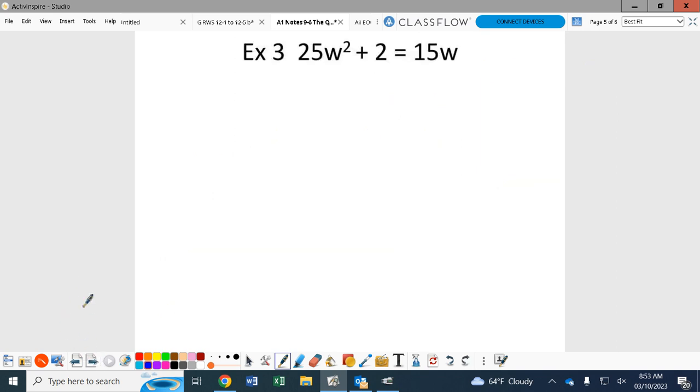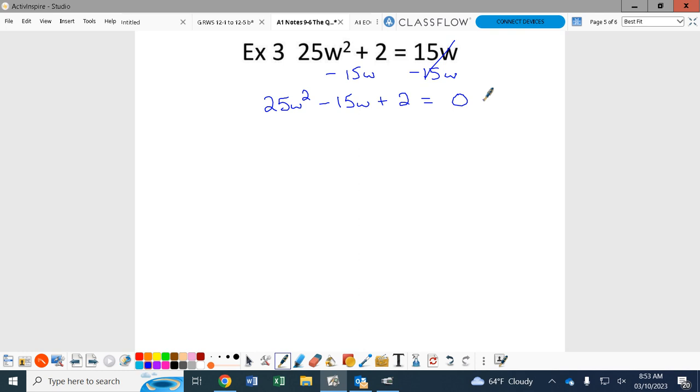Here we go. The next one, guys, the 15W is on the wrong side. You got to move it. Minus 15W, minus 15W. Why do I put it right here? Because I want it to go in the middle, because I want them to go in order. This side's going to cancel out. I'm going to get 25W squared minus 15W plus 2, because I'm putting it in order from the highest power down to the lowest. That's the only way I can get my A, B, and C in the correct order.